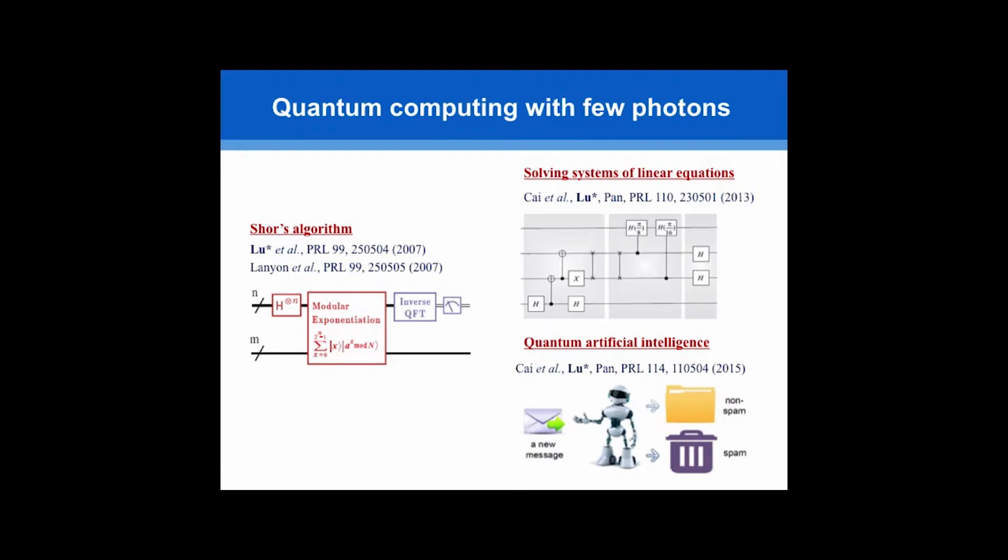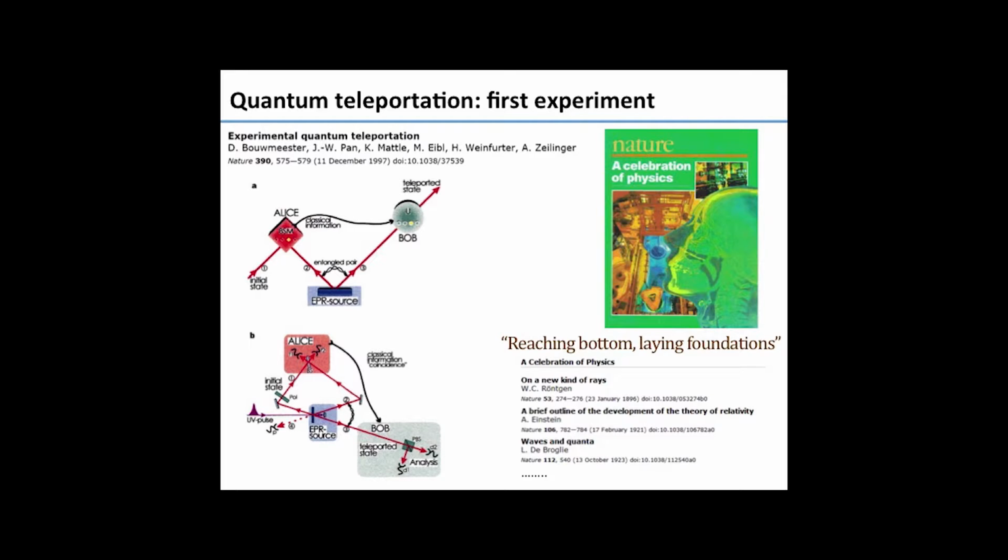In this way, we can establish a platform to do proof-of-principle quantum computing experiments to test whether the algorithms actually work. For example, we can test Shor's algorithm, quantum error correction, quantum simulation of anyonic statistics, and recently algorithms for solving systems of linear equations, and also quantum machine learning. Another very interesting application of this multi-photon platform is quantum teleportation. We have imagined being able to travel like in Star Trek, and the first experiment was done 18 years ago in Innsbruck, in Anton Zeilinger's group.